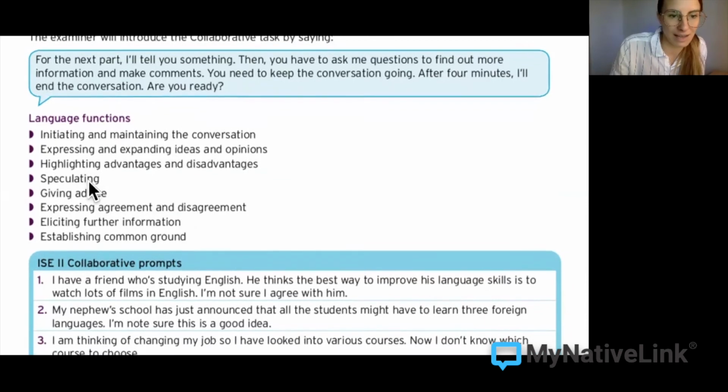And you could speculate, maybe if he watches films, he would become more interested and ends up signing up for a course or traveling abroad, okay, and give advice. "I think you should..." This is also very important for this part of the exam.